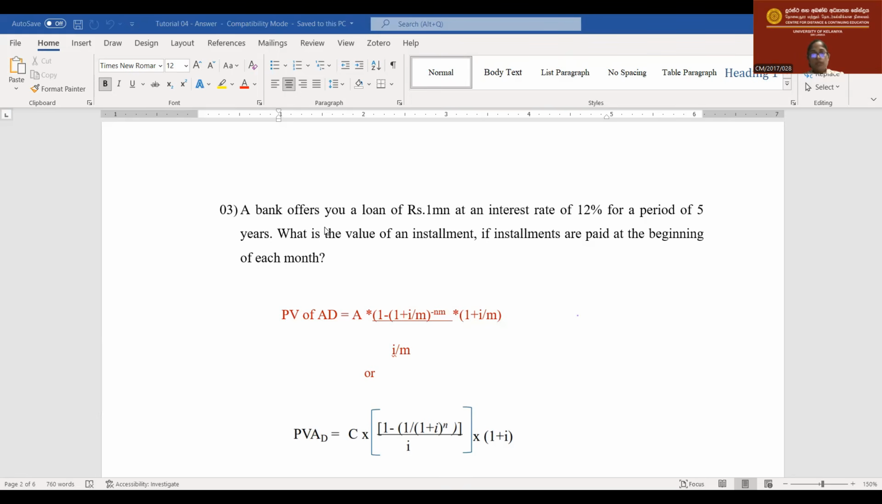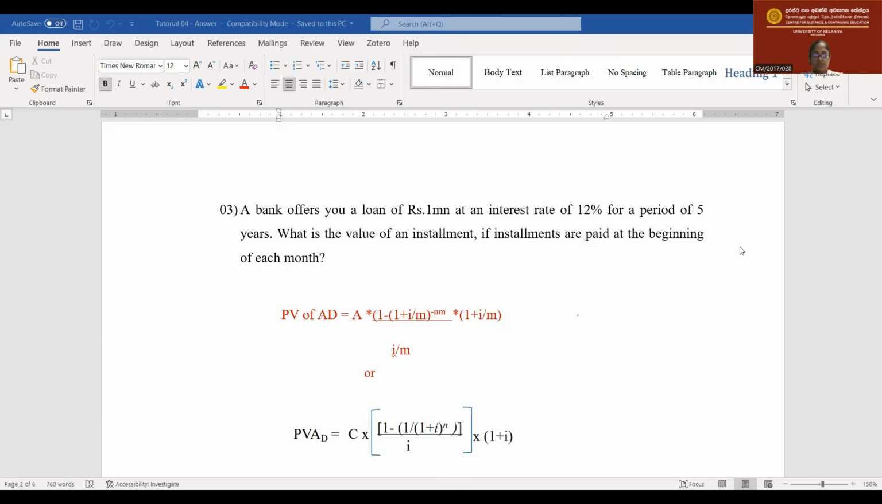So here 1 million offers means a bank offers a loan of rupees 1 million by now, right? The bank is offering you the loan today, currently. Therefore, it would be the present value, right? So how do we identify whether it's an annuity due or ordinary annuity? By using the relevant terms as hints, right? Beginning. So the installments are paid at the beginning of each month. Therefore, that would definitely be a kind of annuity due.